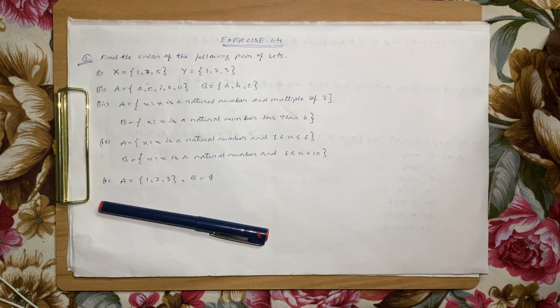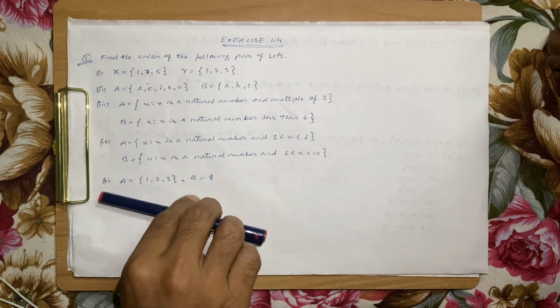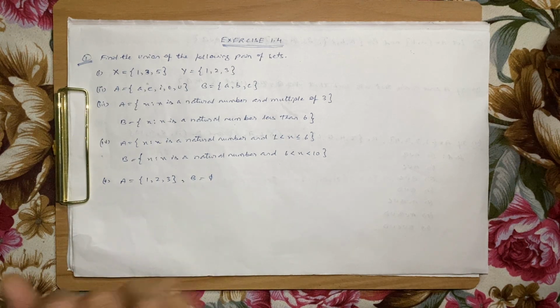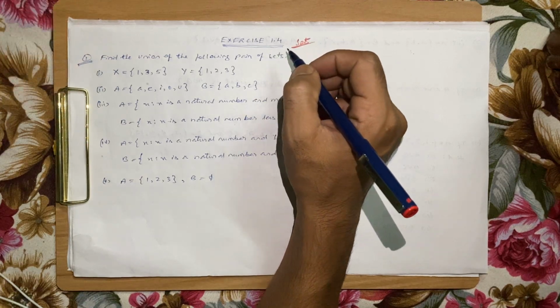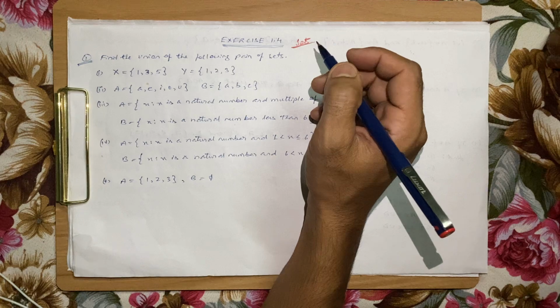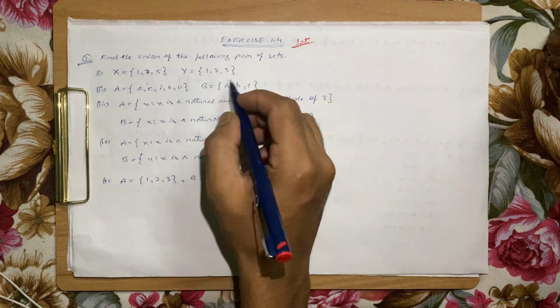This is the fourth exercise, or 1.4 of the first chapter, Sets, and today we'll be solving this fourth exercise of the chapter Sets. So the first question here is, find the union of the following pair of sets.